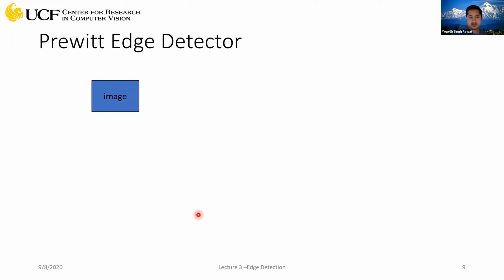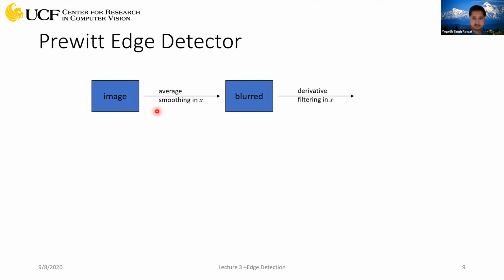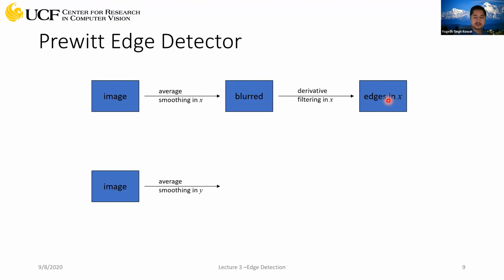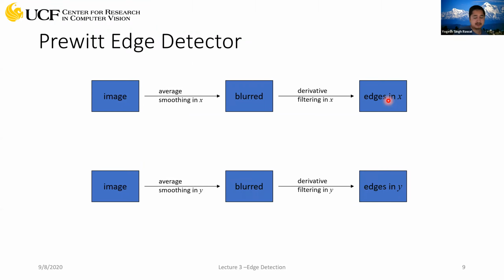So let's have a look at the Prewitt edge detector. Given an image, the first step is to perform smoothing, which will give us the blurred image. Then we will find the derivative in the x direction. This will give us edges in the x direction. Similarly, we will perform the smoothing in the y direction to get the blurred image. Then we will find derivatives in the y direction, which will give us edges in the y direction.